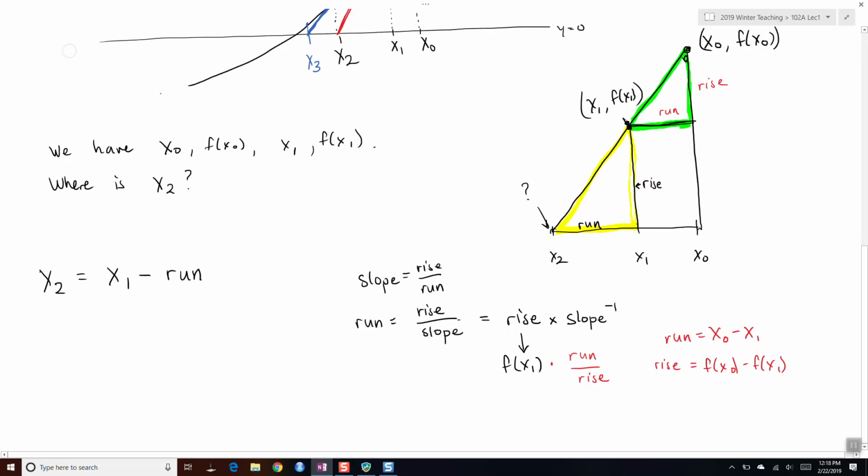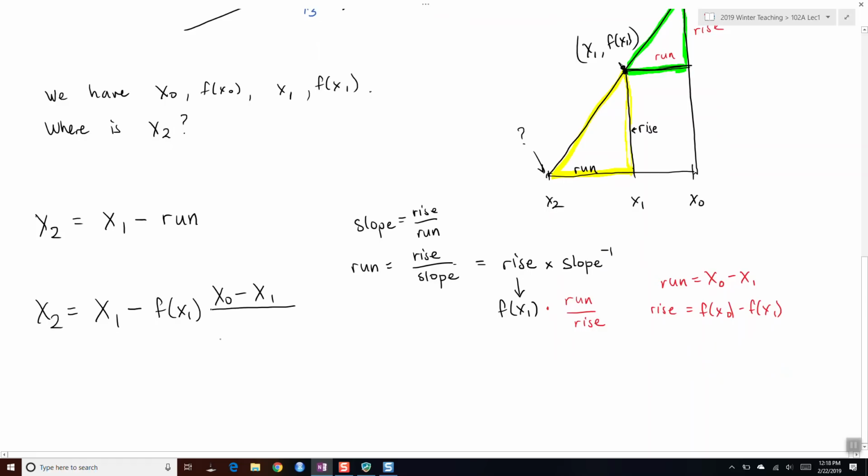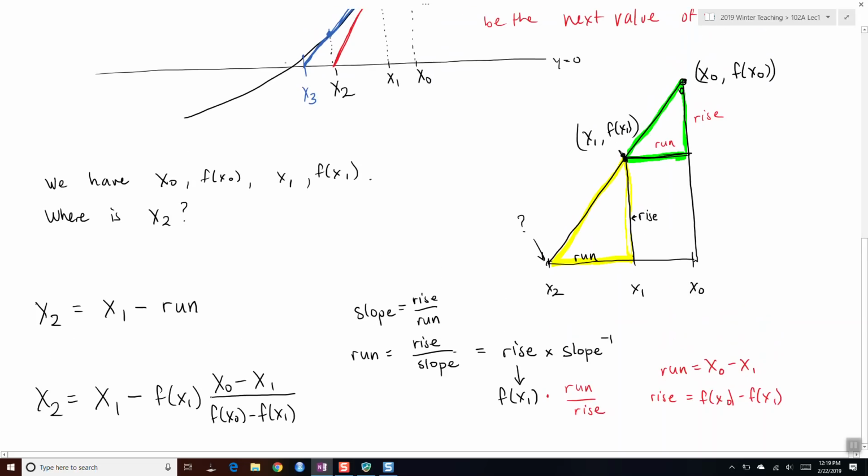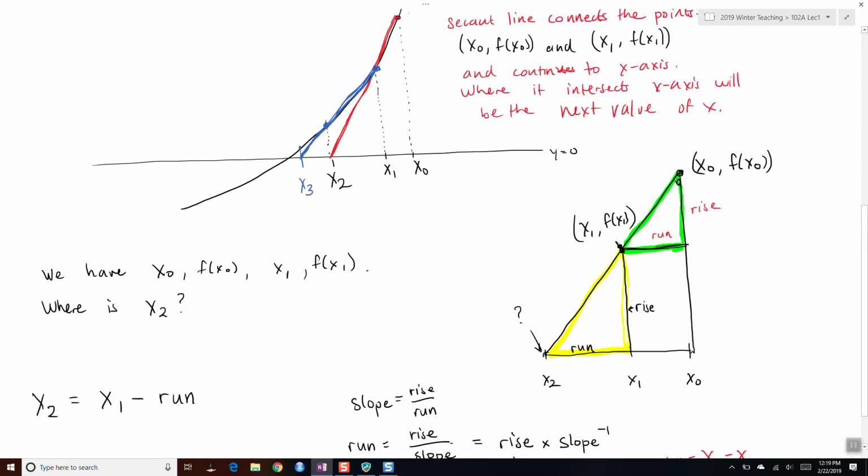So we combine all of that together, and we're going to say x2 is equal to x1 minus f of x1 times the run over the rise: x0 minus x1 divided by f of x0 minus f of x1. Okay. And if we did x1 minus x0 and f of x1 minus f of x0 it would be the same. So it doesn't matter which one you do. Does that make sense? Okay. And so that will give us the location of x2, right? So the picture is this, okay?